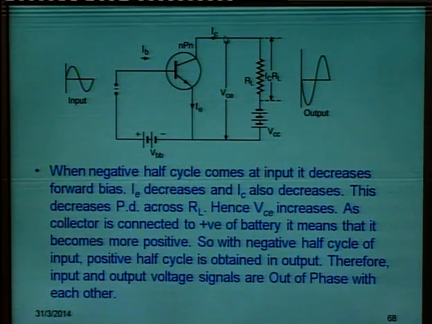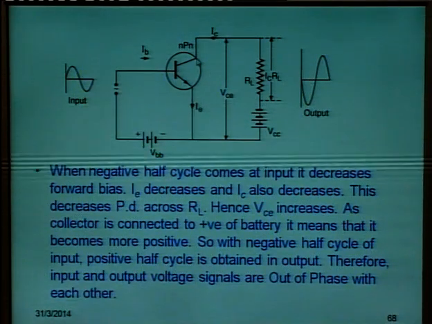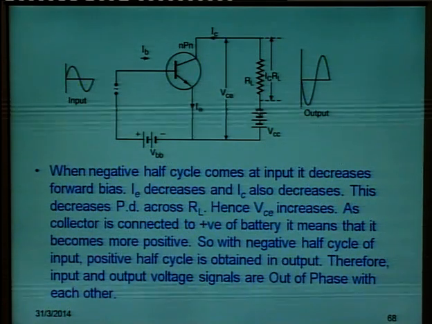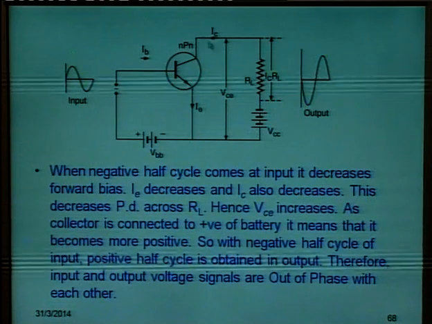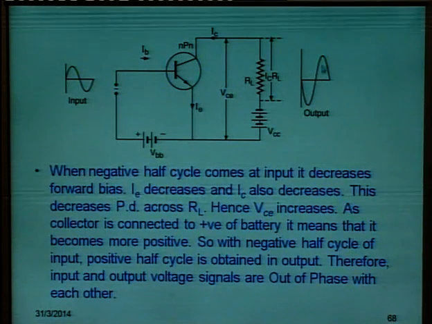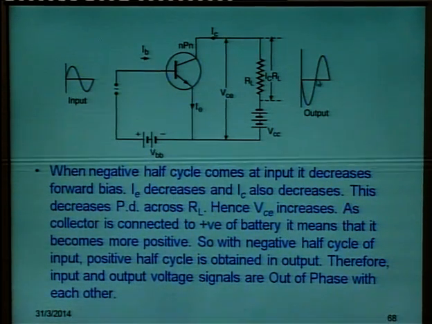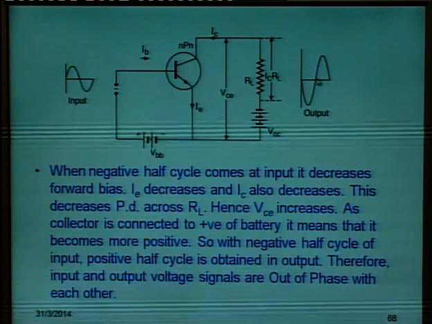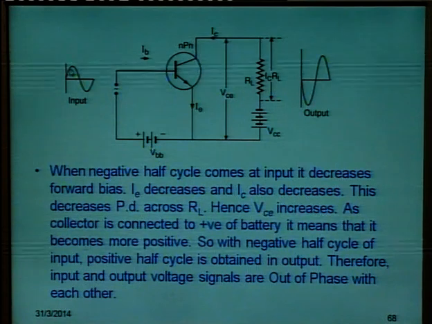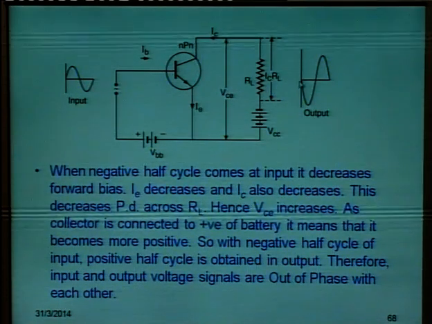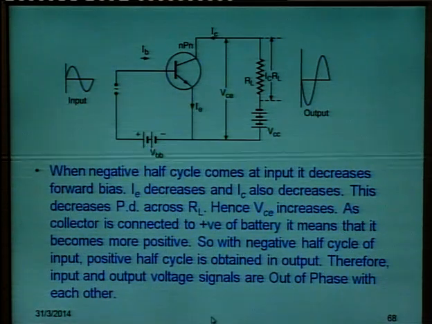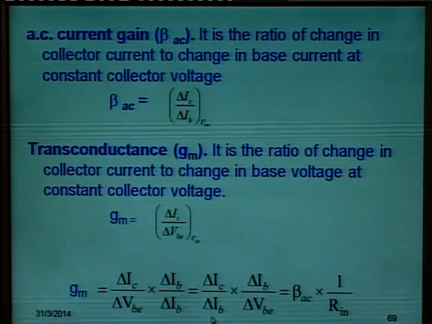This means potential which is coming onto the collector has increased. It is already connected to the positive. So, if potential across the collector is becoming more positive, this means there is an increase in the positive half cycle. Now, when input positive is there, at the output you get a negative half cycle. So, there is a phase reversal of 180 degrees in common emitter amplifier.